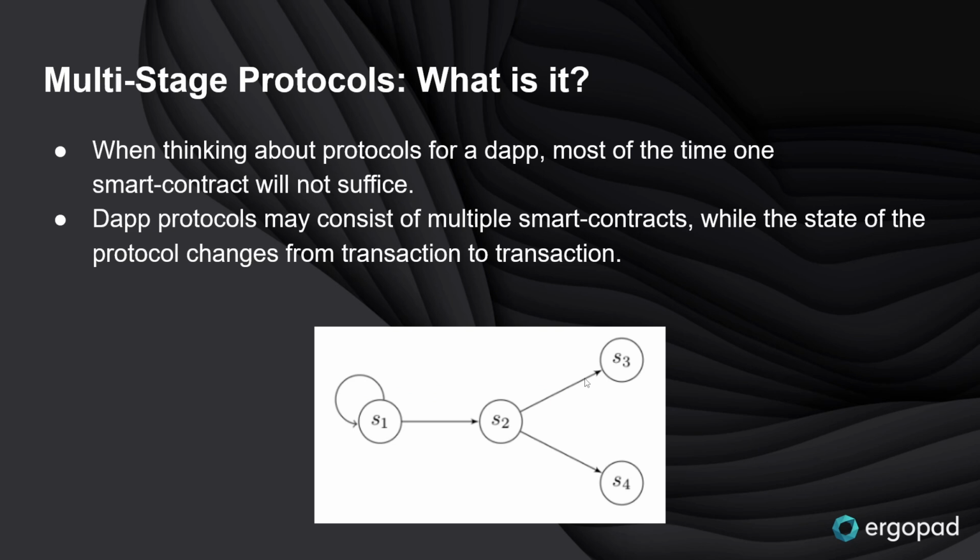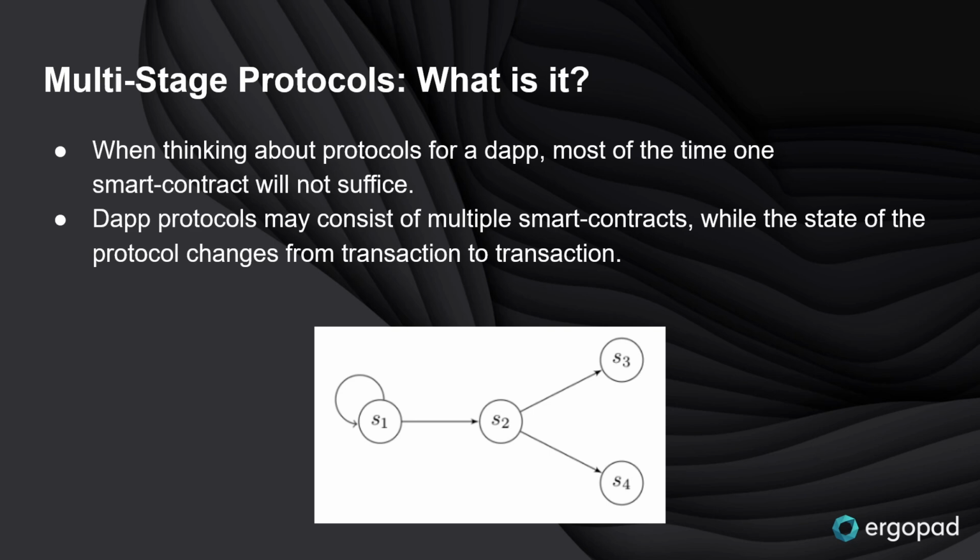So what is a multi-stage protocol? When thinking about protocols for a dApp that you want to build, most of the time, doing everything with just one smart contract won't actually work. A dApp protocol consists of multiple smart contracts, while the state of the protocol changes from one transaction to the next.